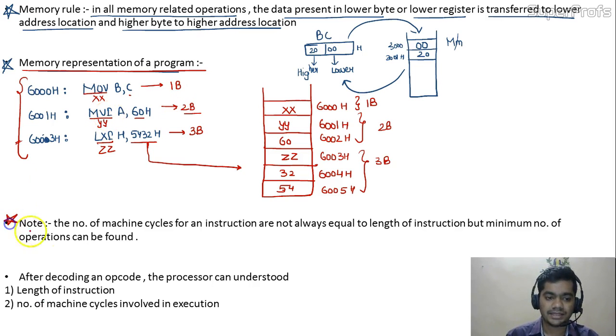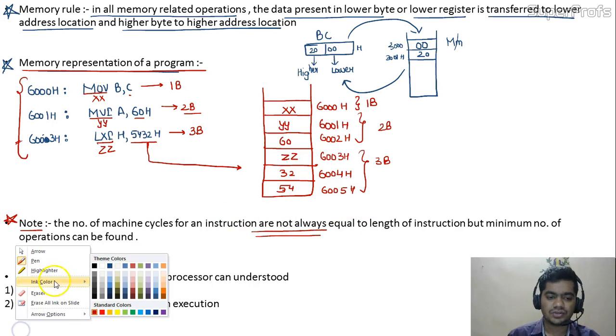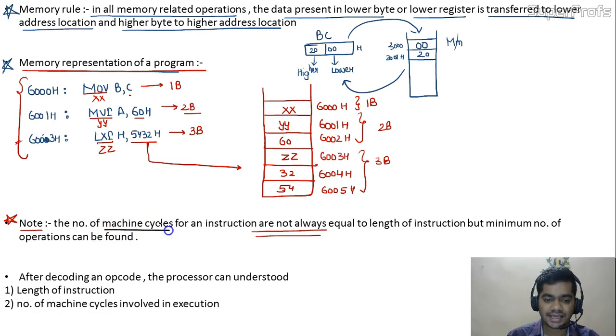Now one point to note: the number of machine cycles for an instruction is not always equal to the length of the instruction. So students, what is meant by machine cycles? We have studied the basic operations of the microprocessor, that is fetch, memory read, memory write, IO read and IO write. To implement these operations, the time period or cycles required to access the memory or the input output devices is known as a machine cycle.